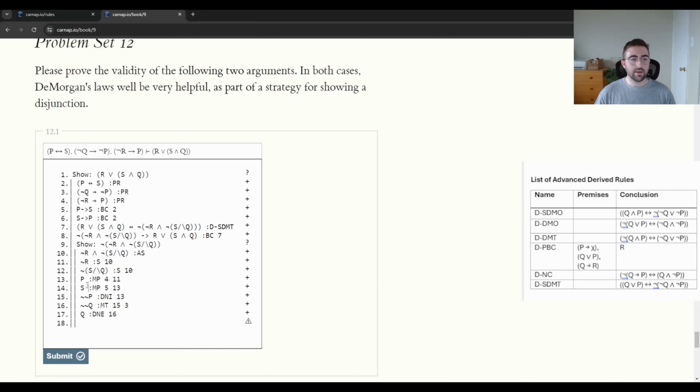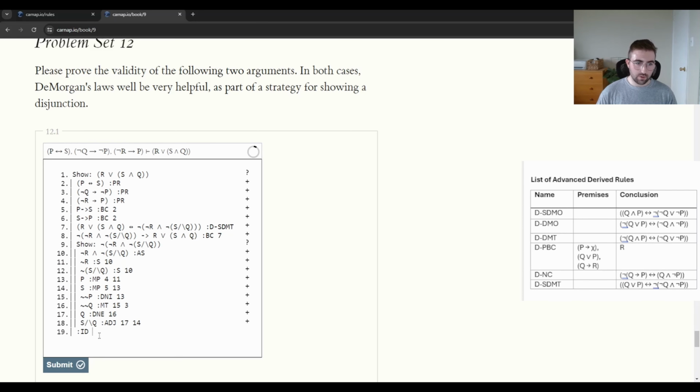And finally, we have S and we have Q. So we can get something which contradicts this. We can get S and Q using adjunctivization on lines 17 and 14. And look, now we have our contradiction, right? If you assume not R and not S and Q, you get a contradiction. So then we get the negation of all that, which is what we were trying to show.